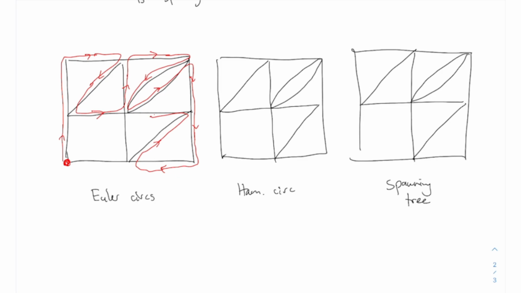Something like this, right? I hope you remember how to do this. If not, you may want to refresh your memory before the final exam. That's an Euler circuit. I use every edge once without repeating any edges. A Hamilton circuit is a circuit which touches every vertex once without repeating any vertices.